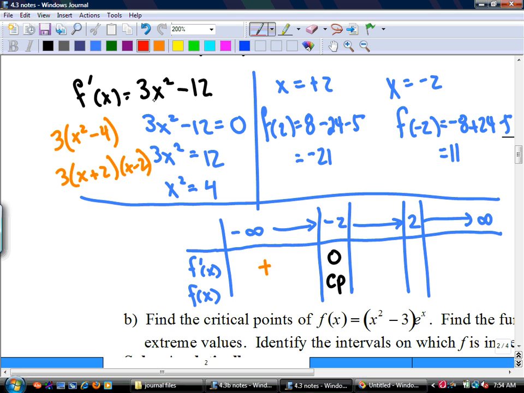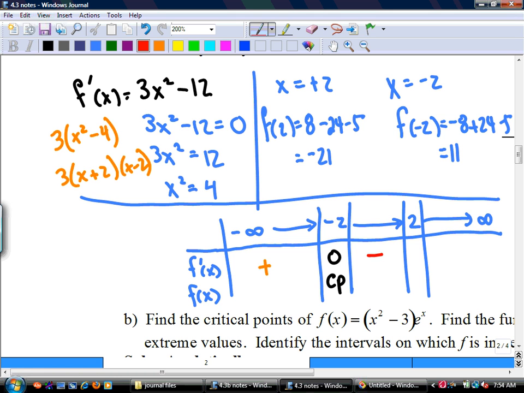0 squared is 0. 3 times 0 is 0. 0 minus 12 is negative. Or 0 plus 2 is positive. 0 minus 2 is negative. A positive times a positive times a negative is a negative. No matter how you do it, you get a minus. Notice I'm not writing down the number itself. All I'm interested in is the sign, S-I-G-N, of the answer.